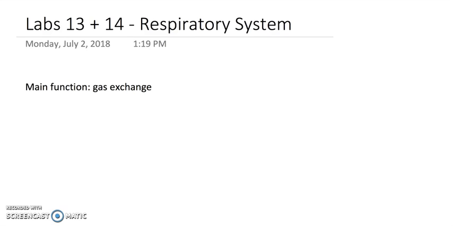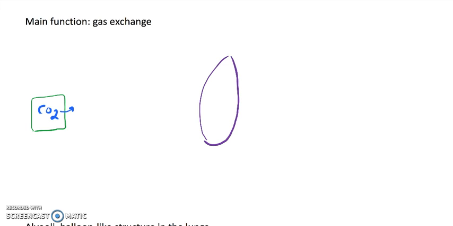This video will be on the respiratory system, whose main function is gas exchange. So let's see where these gases might come from. Let's say we have some tissue here, and as a byproduct of its metabolism, it's going to produce CO2. Now, how is it going to get from the tissue to the lungs for this gas to be expelled into the environment?